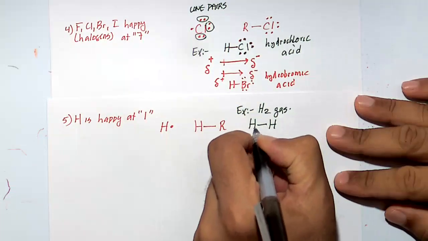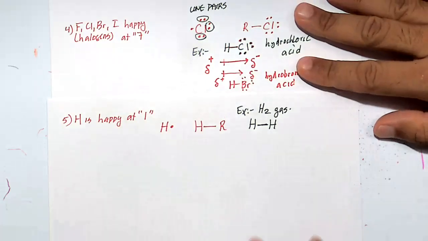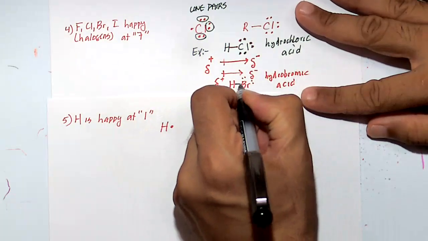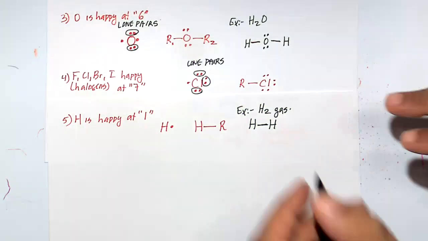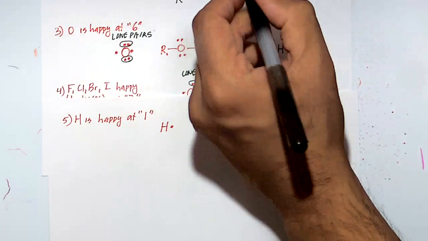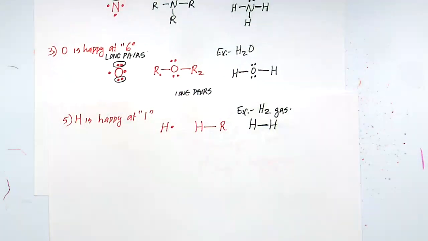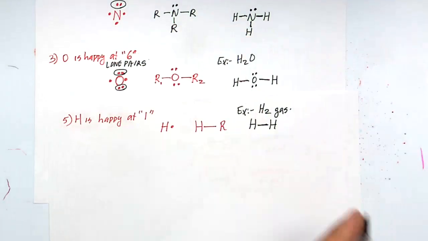So let's look at this hydrogen here. 1. It's good. Let's look at this hydrogen here in HBr. 1. Let's look at this hydrogen here in water. 1. This hydrogen here in water, 1. This hydrogen here in ammonia, 1. Okay, so hydrogen is happy at 1.